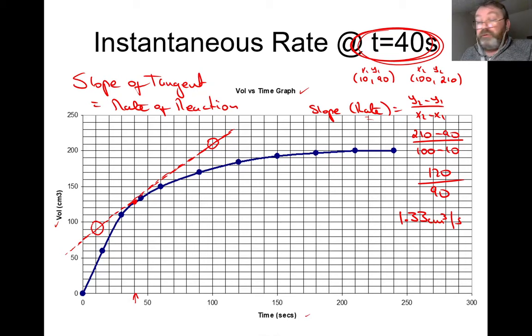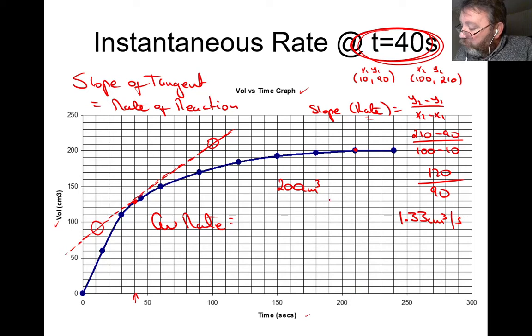Now, I just want to show you that the instantaneous rate at 40 seconds is very different from the average rate. Let's work out the average rate as you did the other day. The average rate is the total volume produced. Well, we've produced what? It hits a flat line here where I get 200 centimeters cubed, isn't it? 200 centimeters cubed formed. So there's my endpoint. That's 200 centimeters cubed formed in how many seconds?